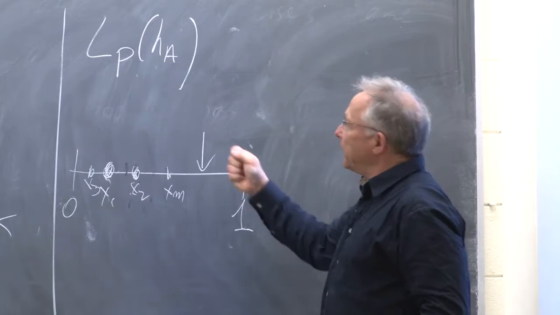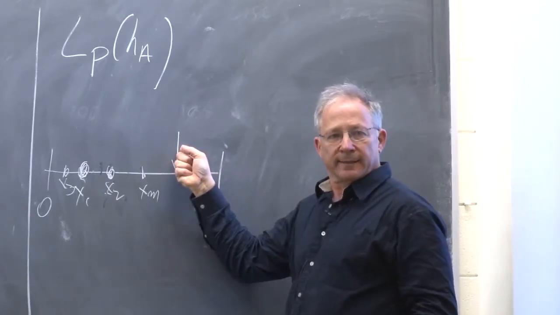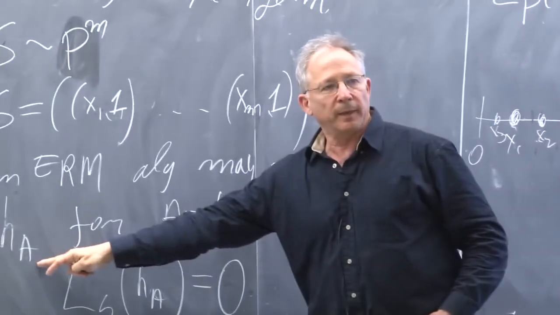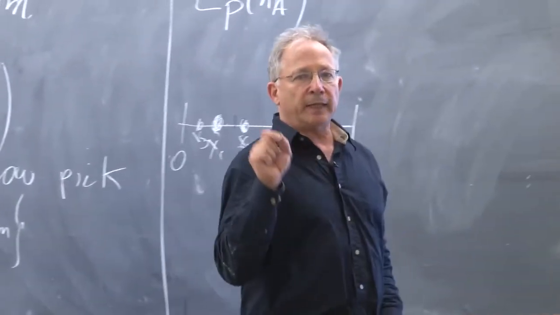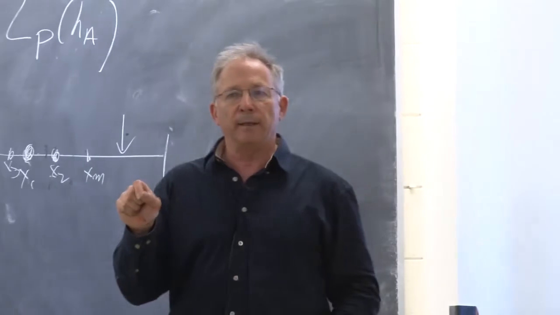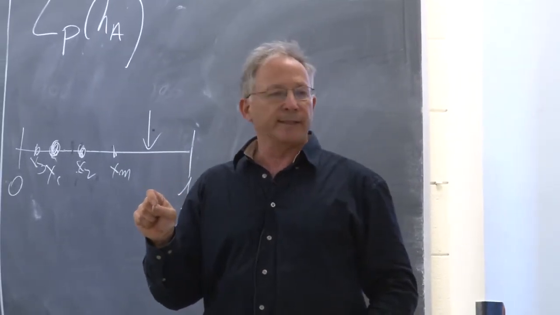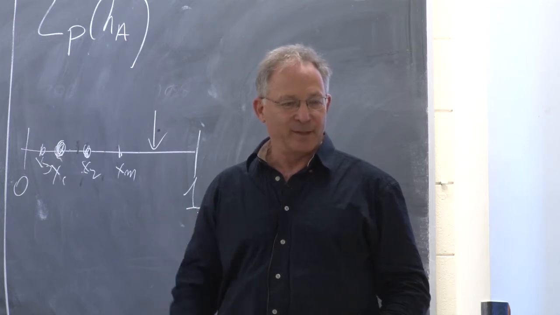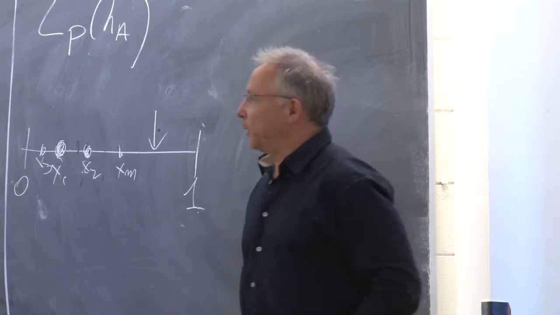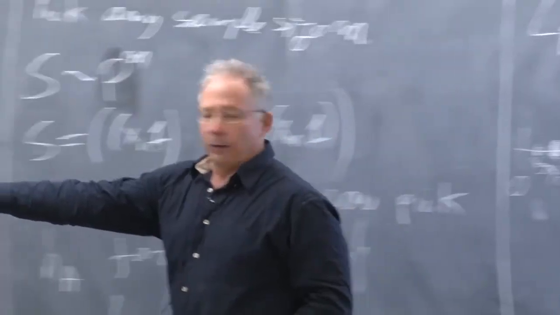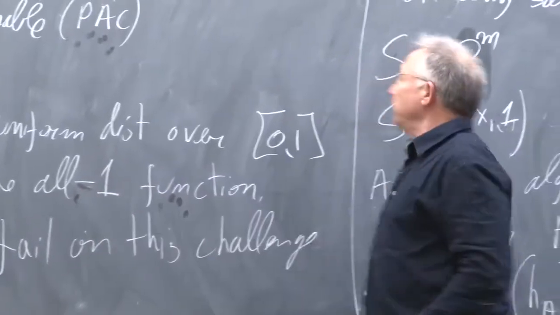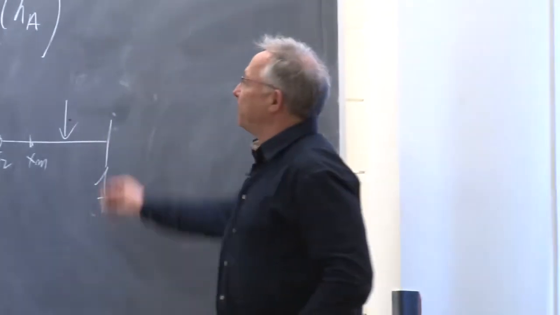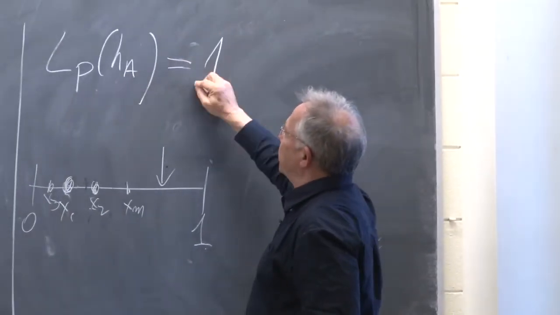1. If I pick a point outside the sample, what will HA say? What will my predictor say? If I picked a point outside the sample, what will my hypothesis HA say for that point? Can you tell me? Say 0. It will say 0, right. But what is the correct labeling? All 1. So it's going to fail for every point outside the sample. So the probability of failure is 1.